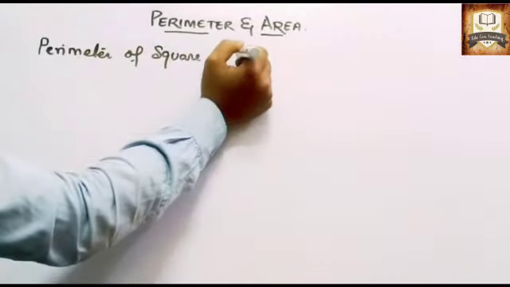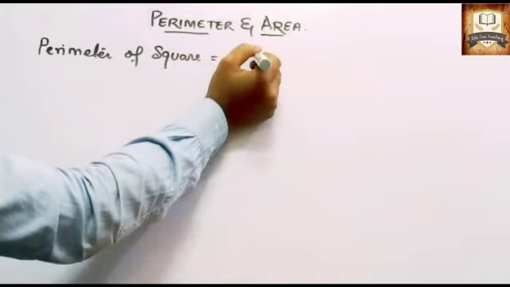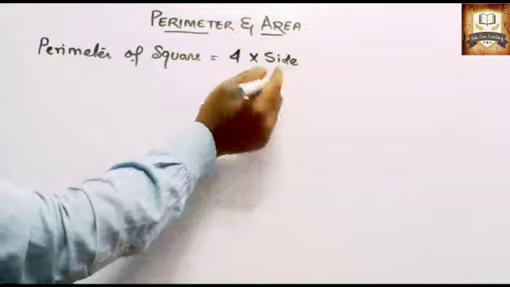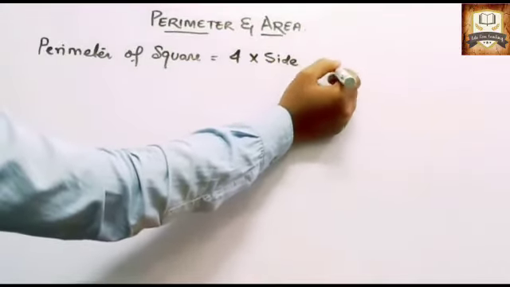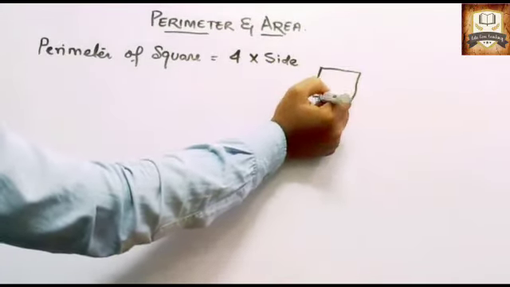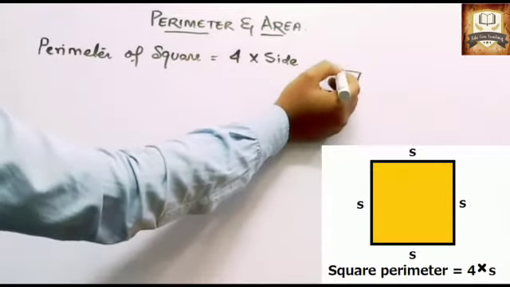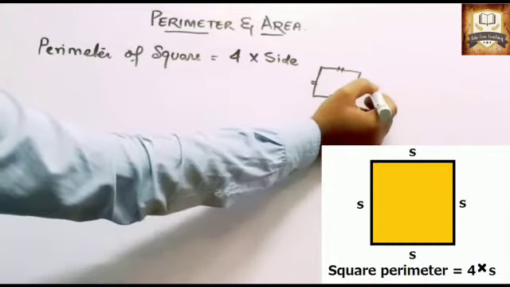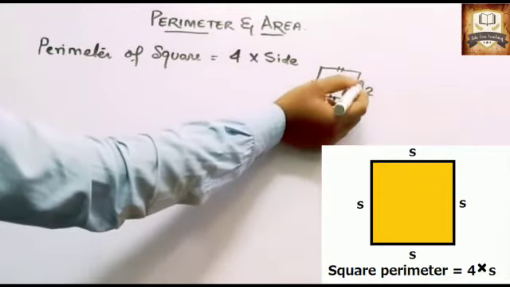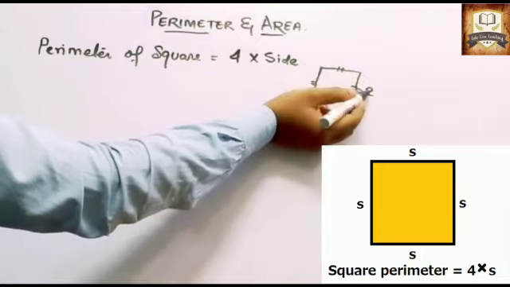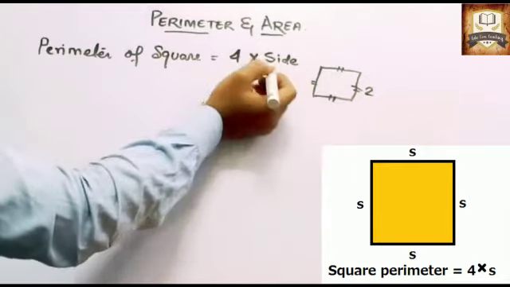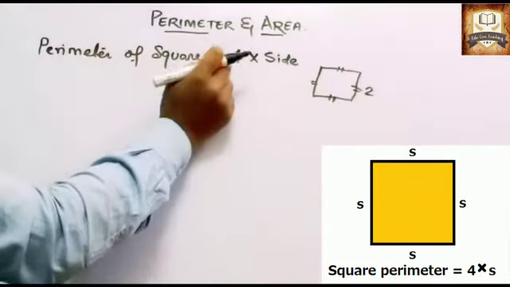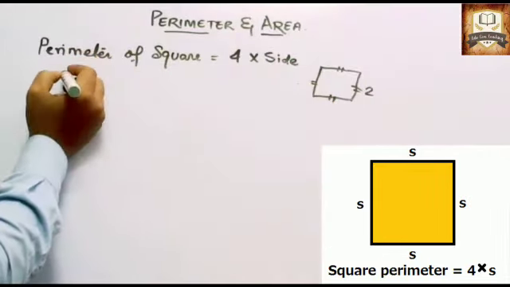The perimeter of a square is 4 into side. Let us prove this. Look, this is our square and all 4 sides are equal. So if one side is 2, and you multiply with 4, that is 2, 2, 2, 2, which means 2 multiplied by 4 times, you will get all the sides. This is why the formula is 4 into side.